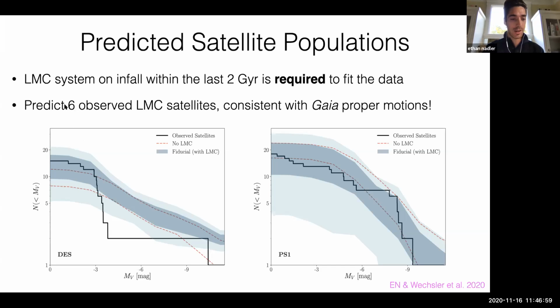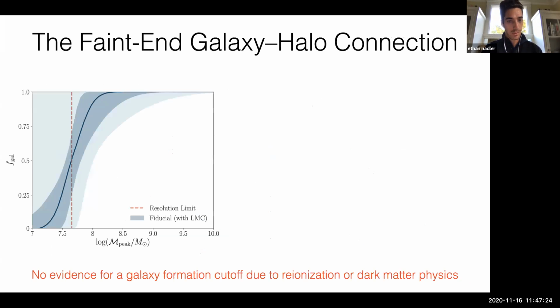And I think the really remarkable thing about this is that based on the work we've done, we predict that current observations should detect roughly 6, with some error bar, LMC satellite galaxies, and that's consistent with the number of LMC satellites that have been inferred based on their proper motions from Gaia. So that's a nice sign that our model is doing something consistent here. Okay, so I told you earlier that we can parameterize and fit for what I'll call the galaxy occupation fraction.